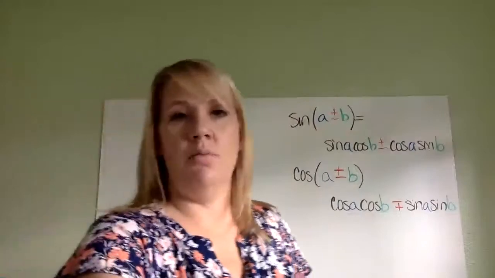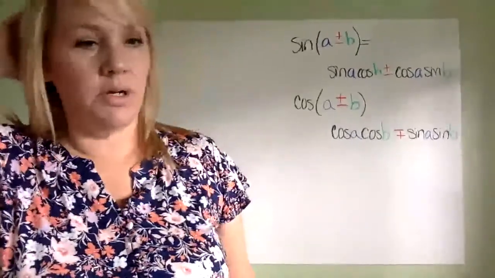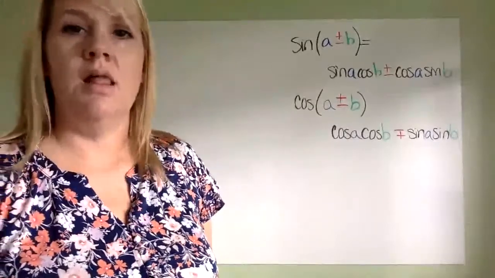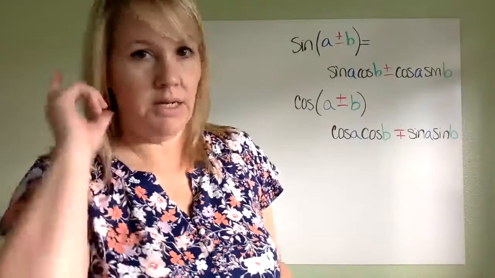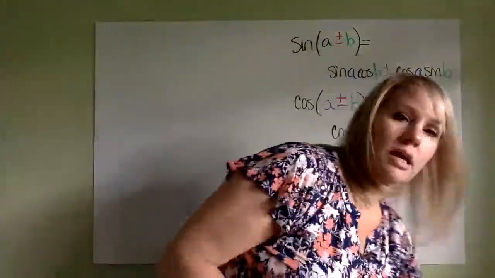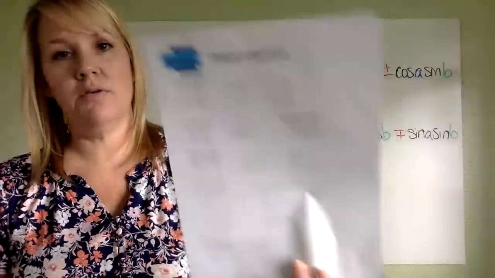Hi. We're going to cover three sets of identities today. As in the title, we're going to do the sum and difference identities, the double angle identities, and the half angle identities. You should find in Canvas posted the identity page for chapter five.